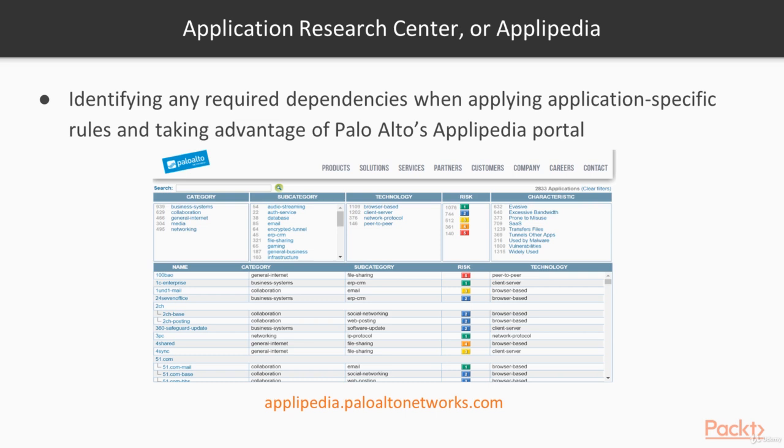What is the Application Research Center? This is Palo Alto's central database of applications. I will call it the directory where the Palo Alto firewall downloads and gets the updates of all known applications, or I should say applications that were registered in the Palo Alto Networks Application Research Center database.